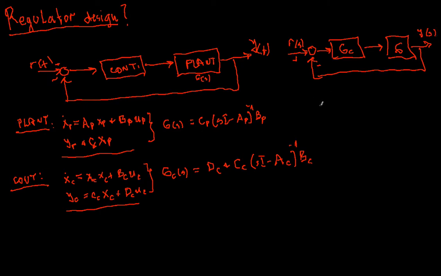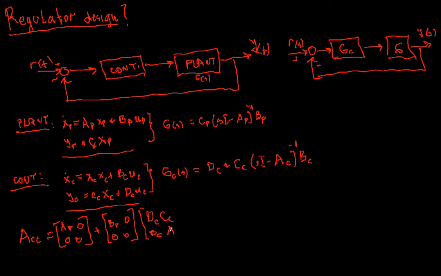feedback control structure. Having this in mind, we also claim that from this state space representation we had a closed loop system, which is A plant, 0, 0, 0, plus B plant, 0, 0, 0, times Dc controller, Cc controller, Bc controller, and Ac controller.